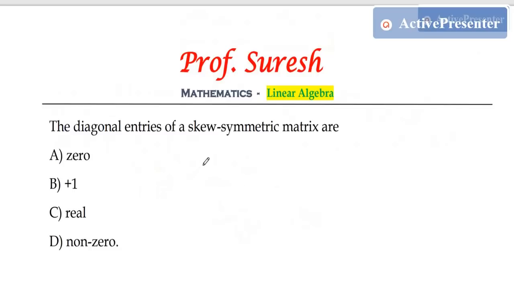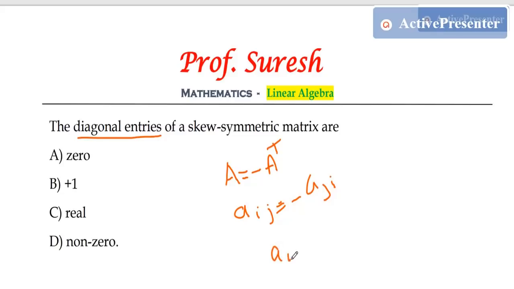The diagonal entries of a skew symmetric matrix. So what is a skew symmetric matrix? A equal to minus A transpose. That is the definition of a skew symmetric matrix. This is matrix-wise. Element-wise, Aij equal to minus Aji. The question is asked about diagonal entries. So for diagonal entries, Aii equal to minus Aii. So Aii equal to minus Aii.